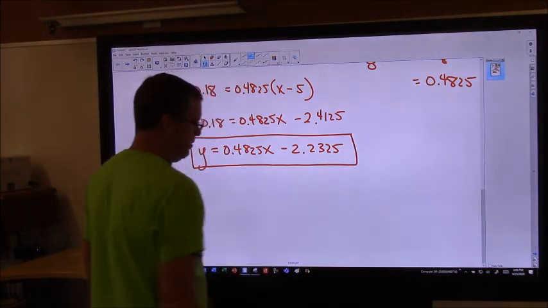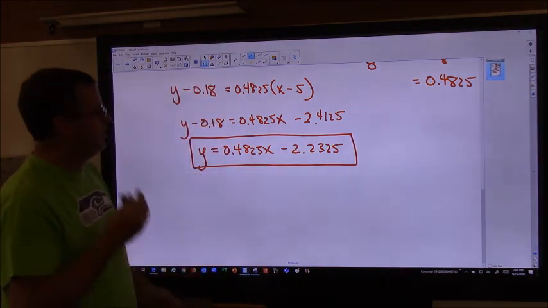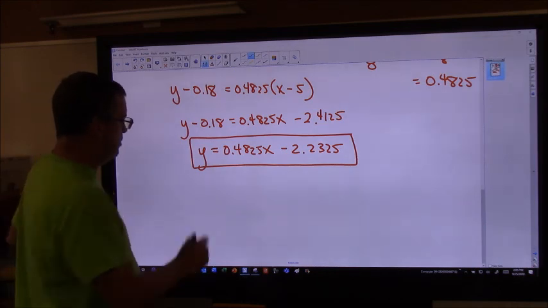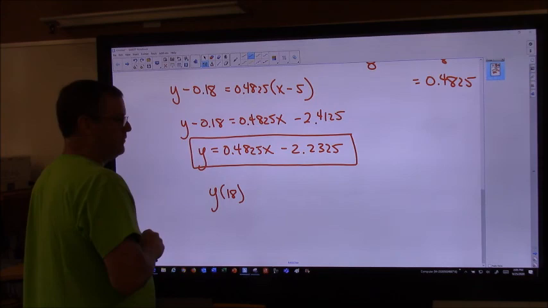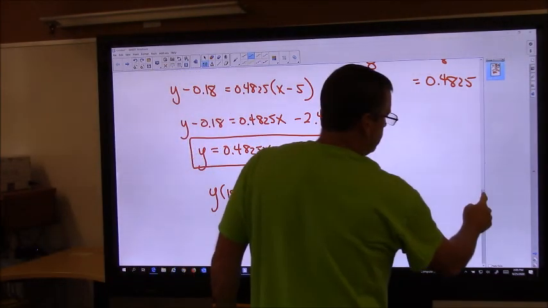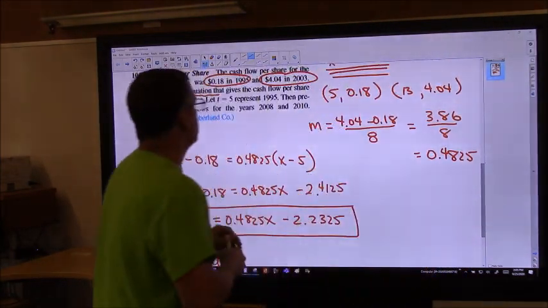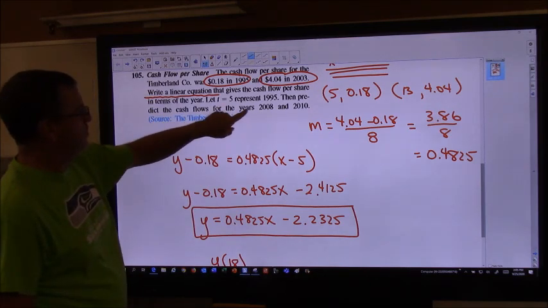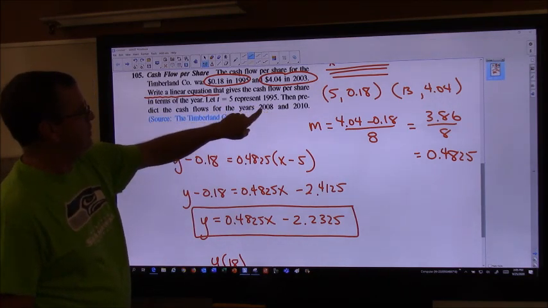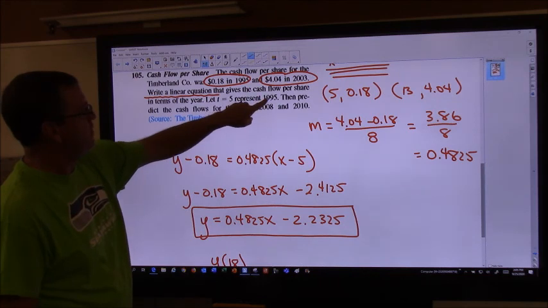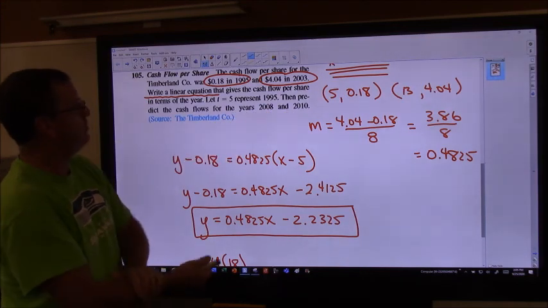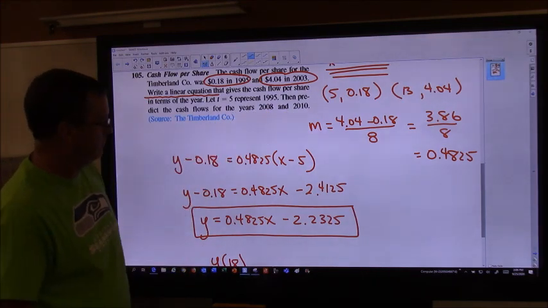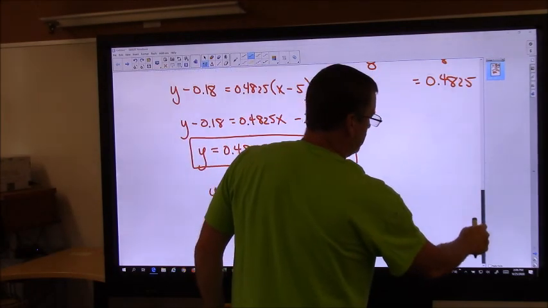All right, there's my equation. So now I just need to plug in my numbers. So y at 18. Remember, they asked us to predict what the cash flows were for the year 2008 and 2010. So if 5 is 1995, that means 0 is 1990, and so this year would be 18 years later. This would be 20 years after 1990. So I'm going to plug in an 18 first and then a 20.